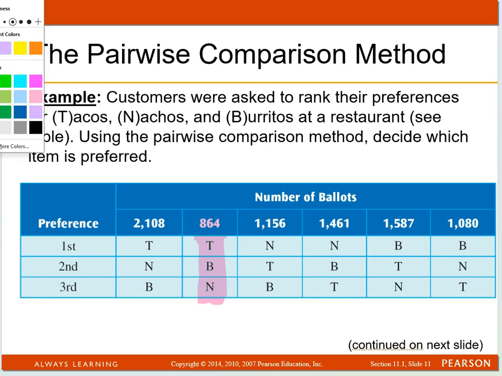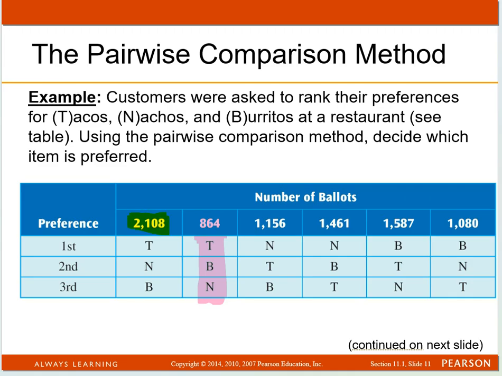And then you've got these 2,108 people. They also like tacos first, but they would prefer nachos before they would pick a burrito. Okay? So that's how that works. All right, that's how the table reads.